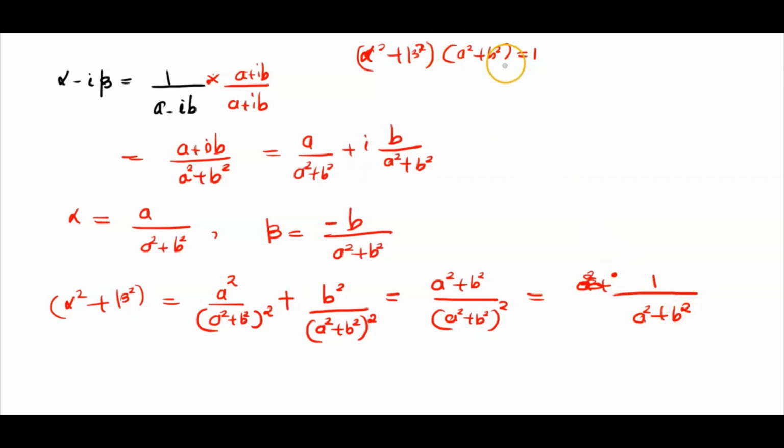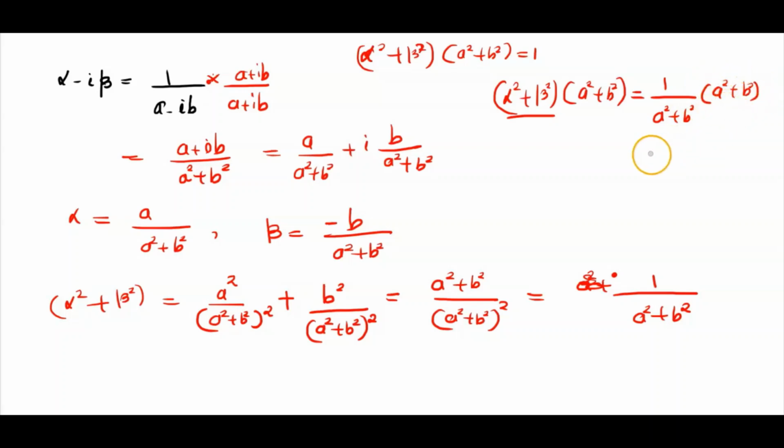So let's multiply this. Alpha square plus beta square into a square plus b square equal to, alpha square plus beta square is 1 by a square plus b square, 1 by a square plus b square and into a square plus b square. This is clearly 1. So alpha square plus beta square into a square plus b square equal to 1 if alpha minus i beta equal to 1 by a minus ib.